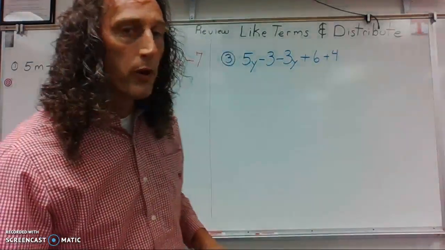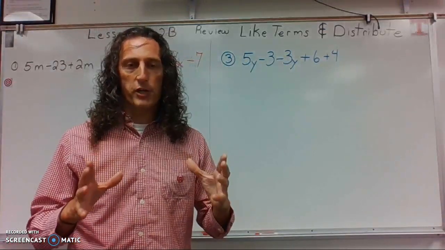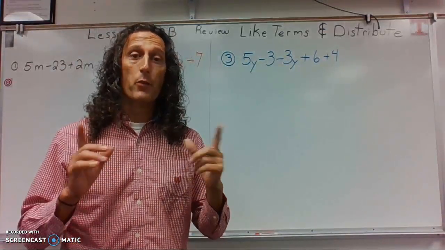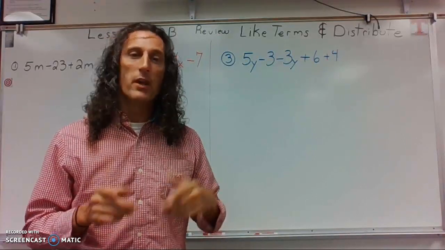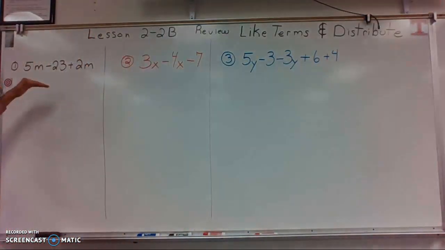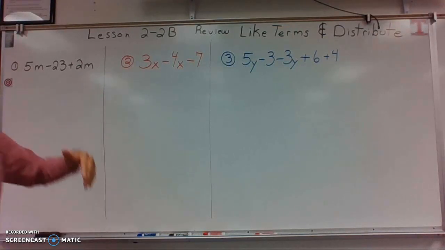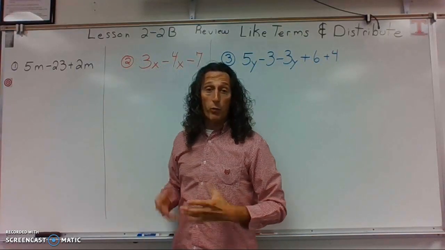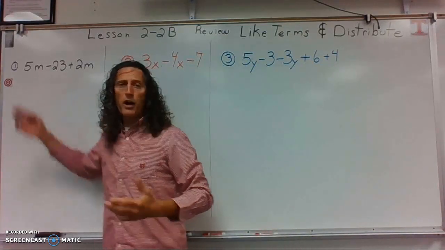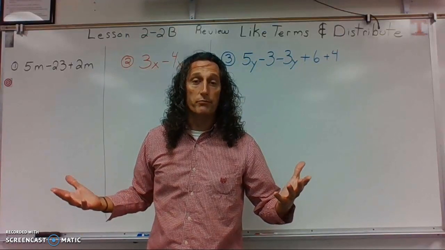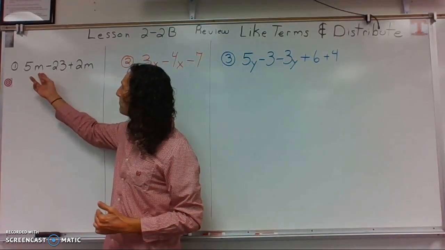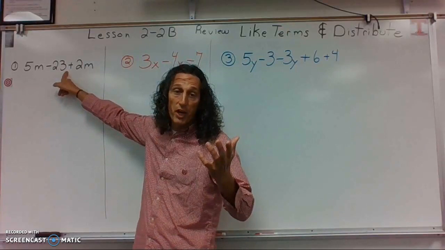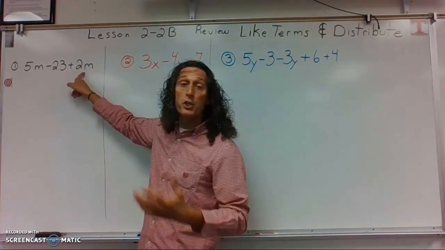So, quick review. Like terms is when we have terms that have the same variable. So like behind me on number 1, go ahead and write this down. I have 5m minus 23 plus 2m, right? So what I actually have going on is a couple terms, and one of the terms has an m. You can call it whatever you want. Monkeys, right? So I got my 5 monkeys minus 23, my constant, plus my 2 monkeys.